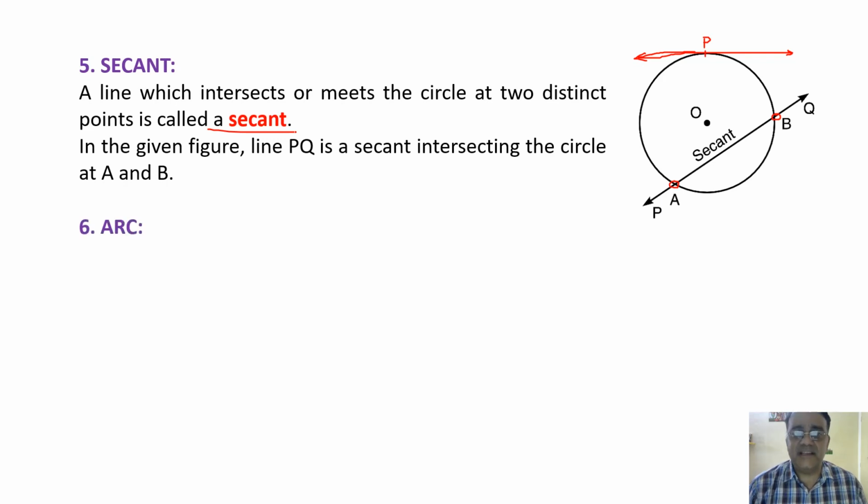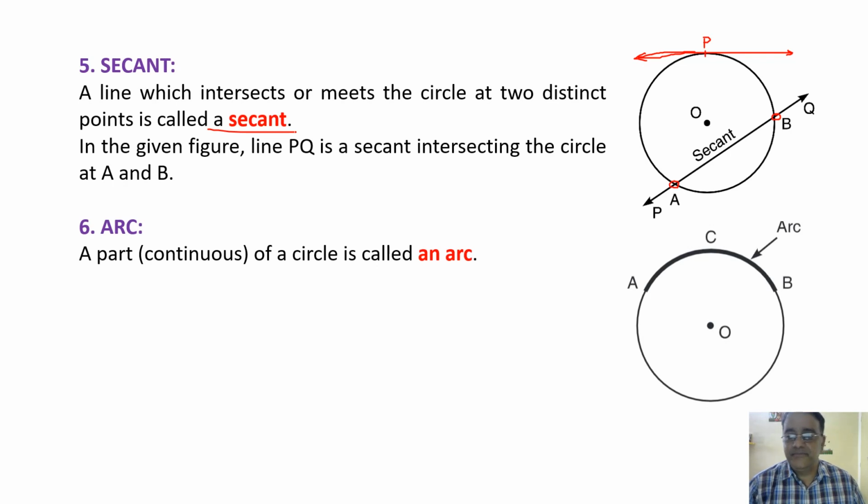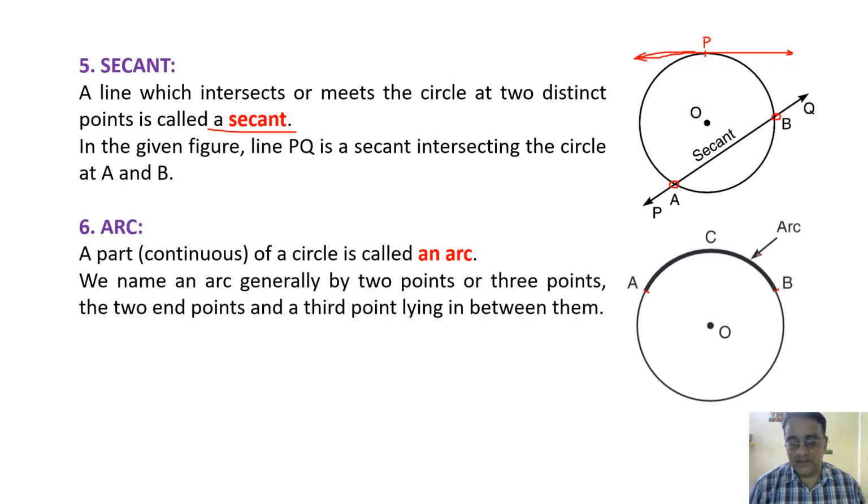Now the next part is arc. Any part of a circle, any small part of the circle, if you take that part, is called an arc. See this figure, if we take this part from here to here, this part is called an arc. We name an arc generally by two points or sometimes three points also, the two end points and a third point lying in between them.